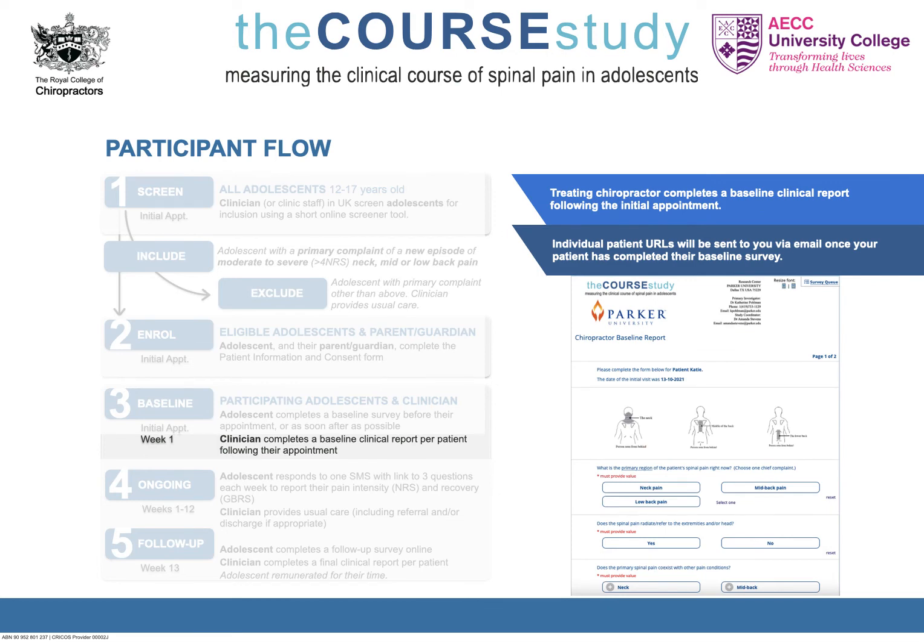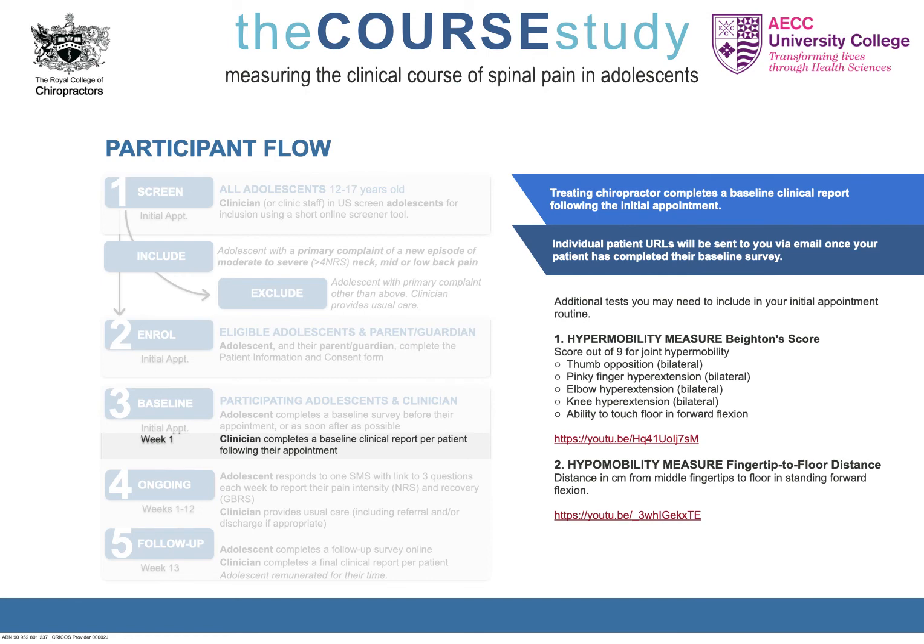Similarly, as soon as that adolescent patient completes their baseline questionnaire, the chiropractor will be sent a baseline report. This baseline report is much shorter than the adolescent's questionnaire, but it is going to ask some clarifying questions about their pain complaint. It will also ask for a Beighton hypermobility score and a fingertip to floor distance. These are the only two things that we're asking that you need to actually do in office.